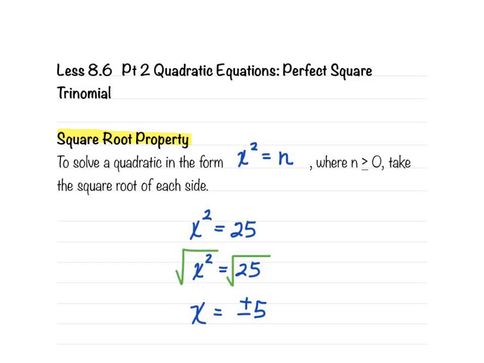x squared equals 25. Well, in order to isolate x, because it's being squared, I must do the opposite operation, which would be taking the square root. Whatever I do on one side of the equal sign, I have to do on the other. So the square root of x squared equals the square root of 25. Now we know that the square root of x squared would be x, and the square root of 25 is positive 5 and negative 5. Therefore, this equation has two roots, positive 5 as well as negative 5.